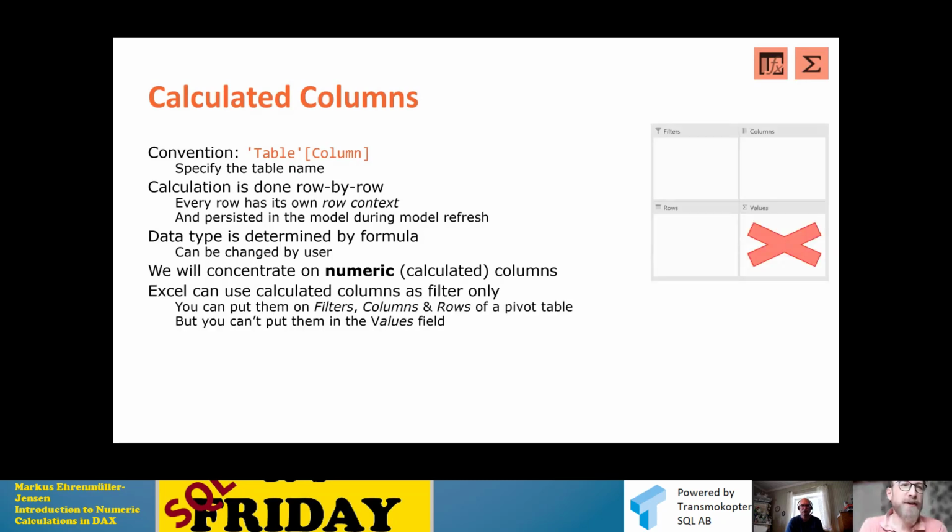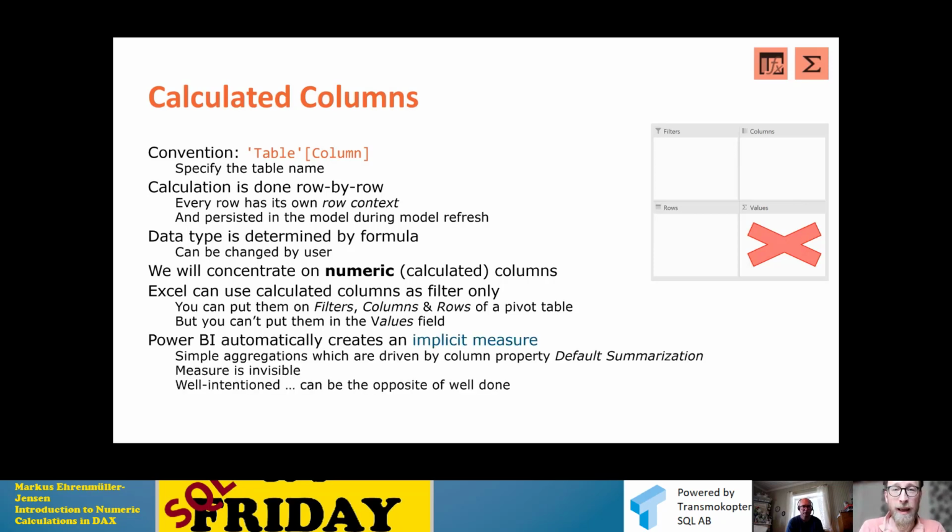Be aware if you, for example, create calculated columns in a tabular model and then you connect with Excel to the tabular model, or you could also open up a Power BI file and then connect via Excel to the Power BI file, to the data model in Power BI. This is possible. Then you're not allowed to put the calculated columns into the values. You can filter on them, you can put them in columns and rows, but you cannot add it in the value region, in the cell region of a pivot table. This is not allowed. Power BI allows this, but Power BI does a little bit of magic behind the scenes.